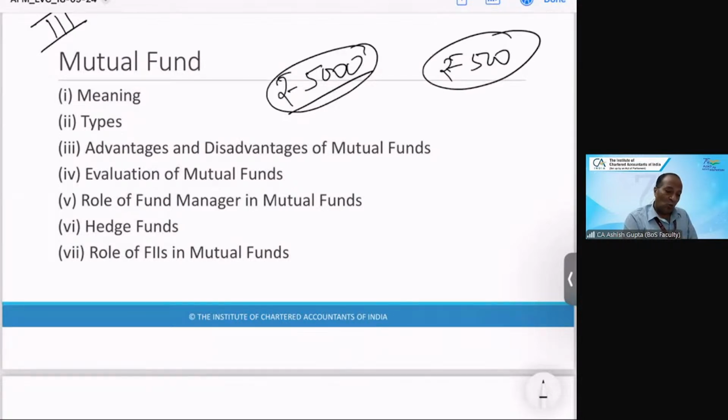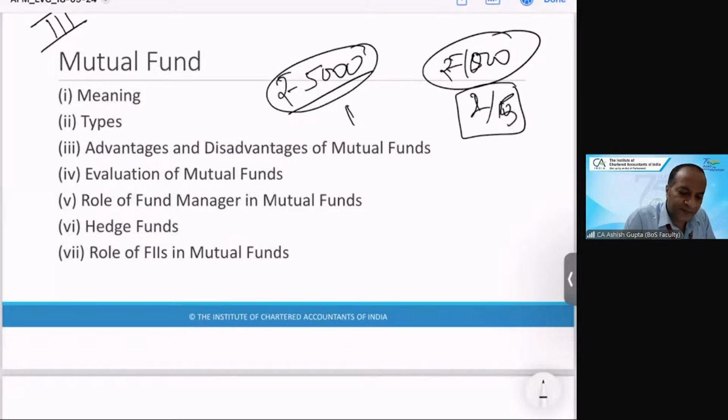You cannot buy 1/10 of the share because there is no concept of fractional shareholding in India presently. So you want to buy the share, but you have only 500. Or I say I just make it 1,000. It will be a bit easy.